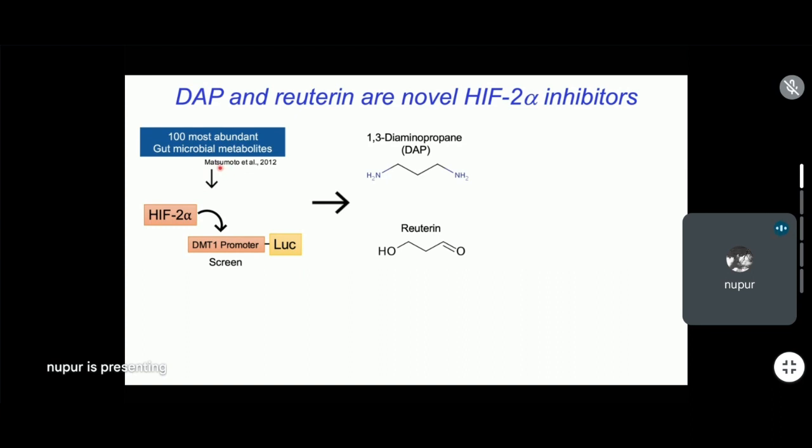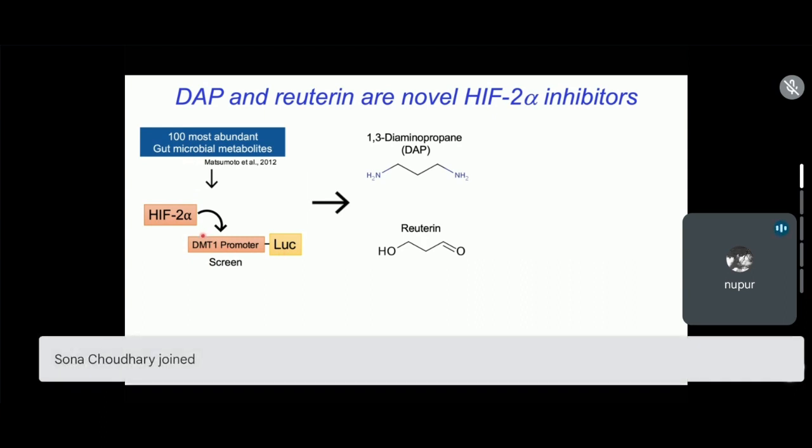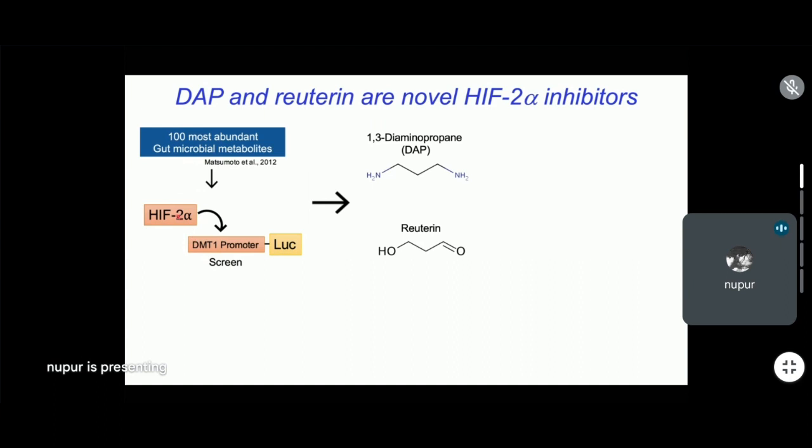So we did a very simple experiment, took these 100 most abundant metabolites and did a DMT1 promoter luciferase assay. As you know now, DMT1 is a HIF2 target, so it will be the readout. So we took a 96 well plate and plated, and then transfected with this promoter luciferase construct and treated with these metabolites, and saw which ones effectively downregulated this. So we got at least 8 to 10 metabolites that do that. And we did a bunch of other assays, mouse experiments, cell line experiments, and we found that only 1,3-diaminopropane at the physiological level significantly suppresses the HIF2 response.